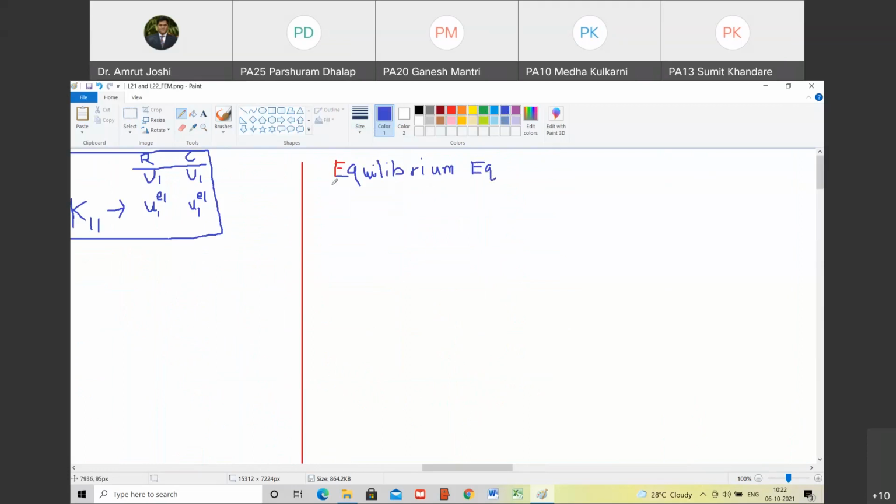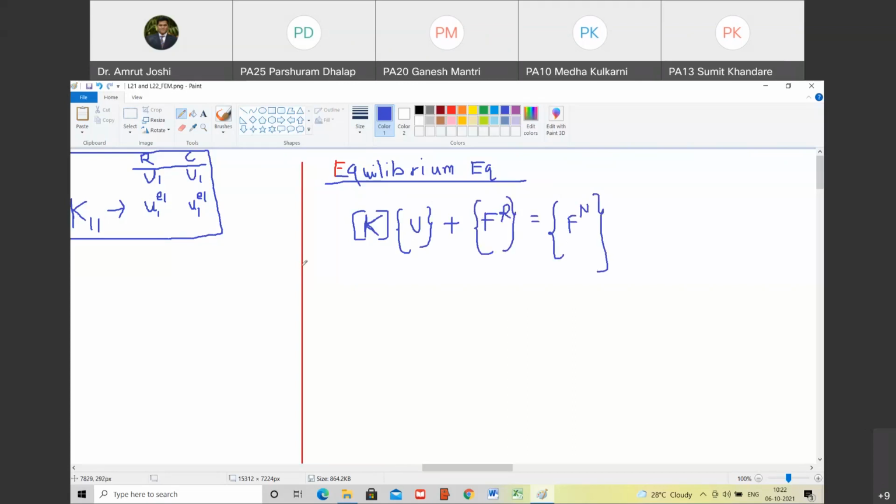Equilibrium equation is written as K, that is the global stiffness matrix, times the global degrees of freedom U, plus Fr. This must be equal to the nodal force matrix. This is the equilibrium equation that you must have learned during the stiffness matrix method. ये कैसे आता है, how it is justifiable and all those things, I expect that you have learned that in stiffness matrix method. But this is the equilibrium equation.